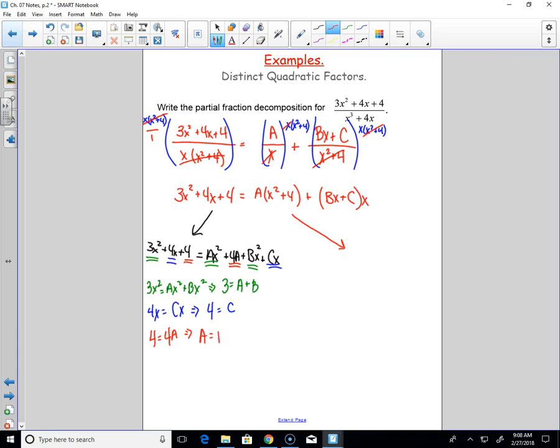Hey, some of you guys are like, wait. We know a, we know c. What can we do to find b? Go plug in 1. 3 minus 1, b is equal to 2.